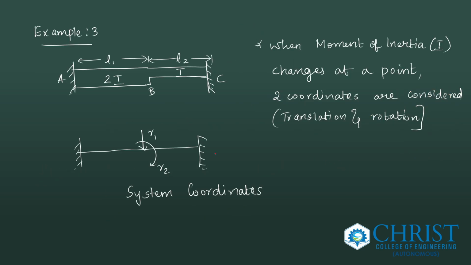Now example 3. Here there is a difference in the moment of inertia values. Hence, two system coordinates are considered. That means at the point B, there is a change or increase in moment of inertia value. So at that node, we should consider two system coordinates. One is translation and the other is rotation. Hence, R1 and R2 are considered as system coordinates.